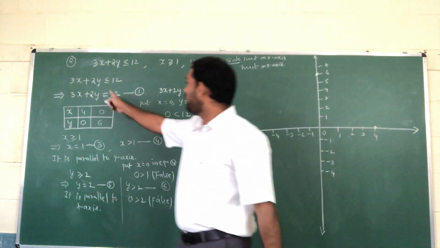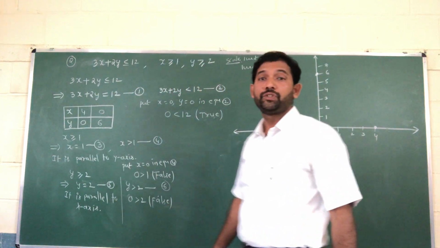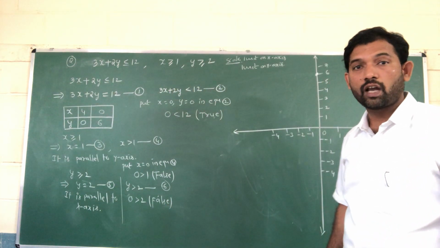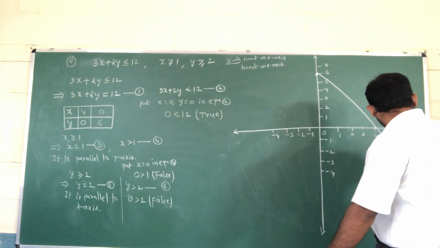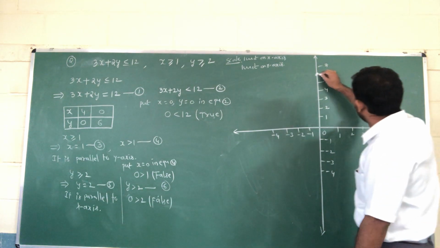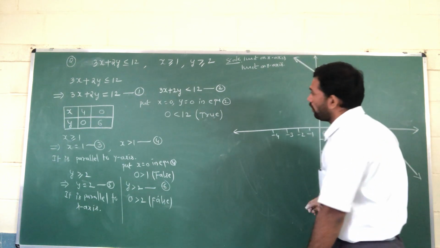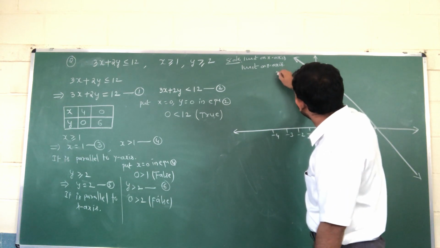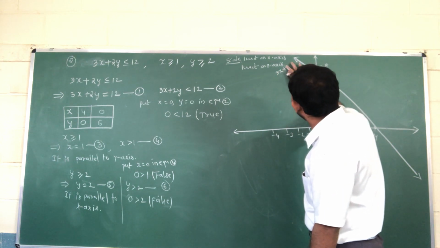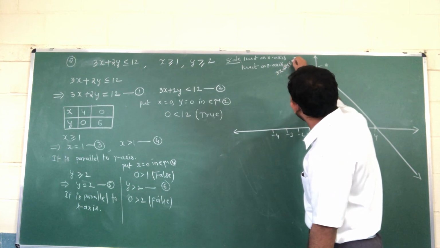So here less than or equal is there. You should join these 2 points with a dark line. Now you write the name of this one: 3x plus 2y less than or equal to 12.